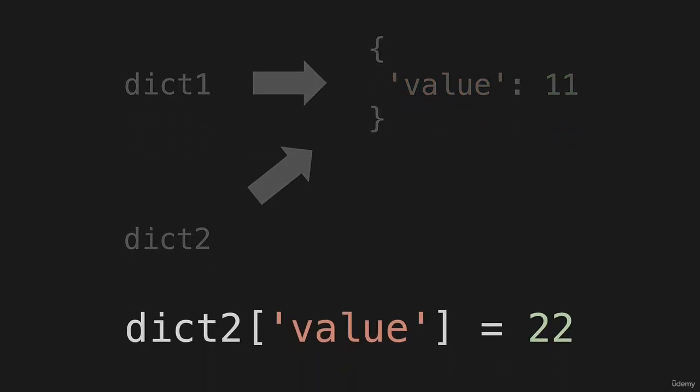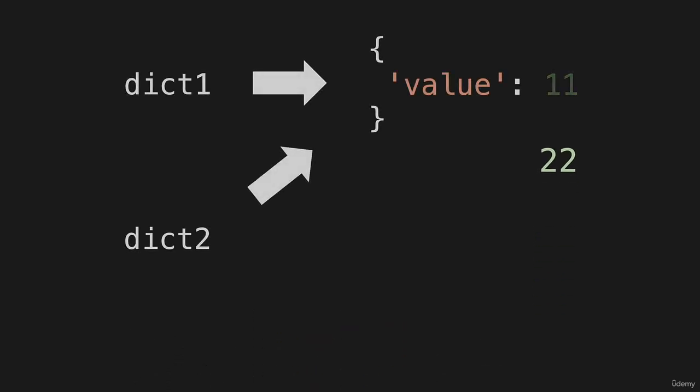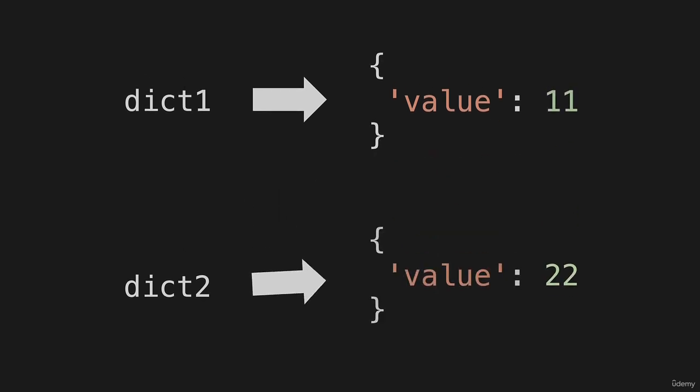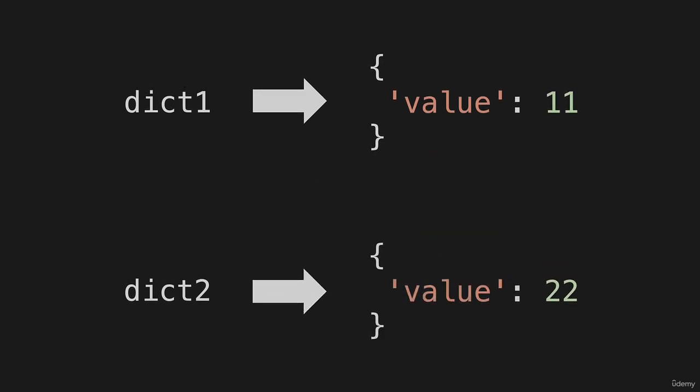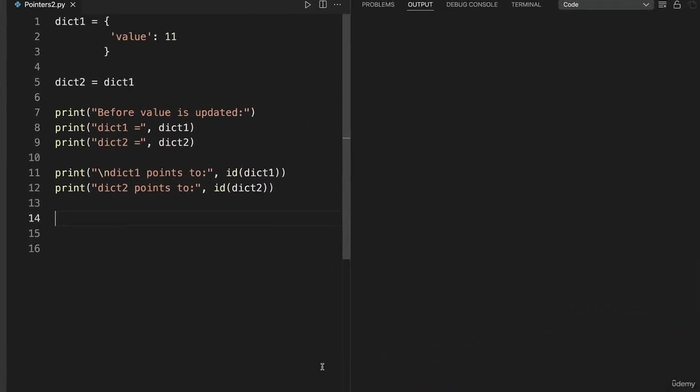But what if we say dictionary2 value is equal to 22? Do we take that 11 and overwrite it like this? Or do we create a second dictionary and have dictionary2 point at that? So now to test this out, let's flip back to VS Code.